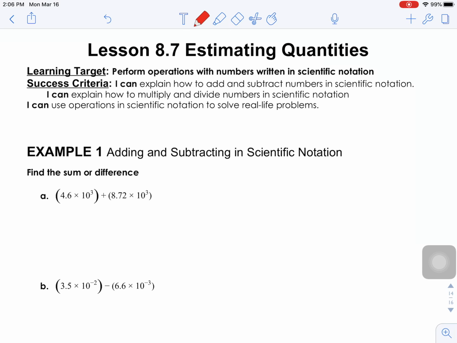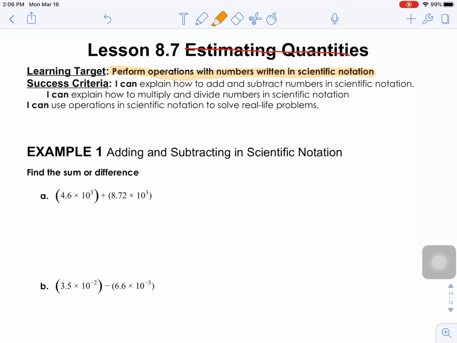Today will be our first e-learning lesson, and we're looking at lesson 8.7, which is not estimating quantities, actually, that's a lie. We're looking at performing operations with numbers written in scientific notation.